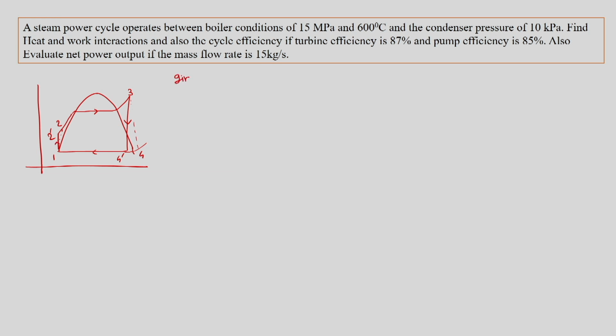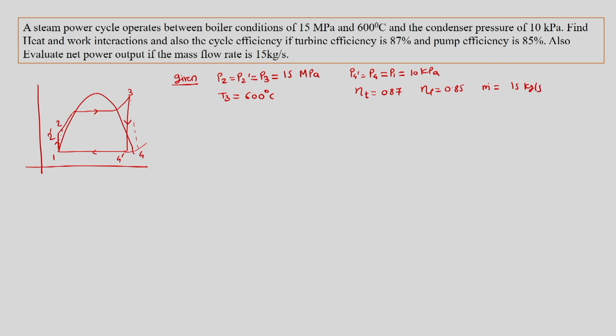Having said this, the given things are P2 equal to P2 dash equal to P3 equal to 15 megapascal. T3 is equal to 600 degrees Celsius. P4 dash, P4 equal to P1 is equal to 10 kPa. Turbine efficiency is 87% and pump efficiency is 85%. M dot is 15 kg per second.